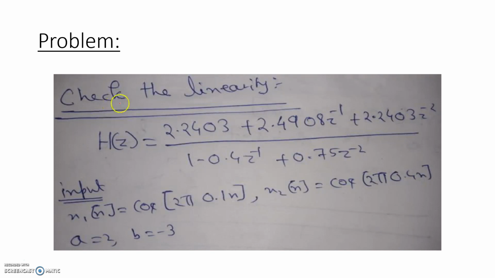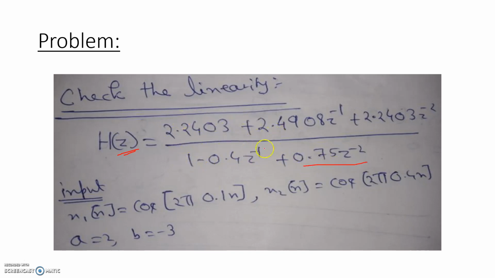So let us try to understand via this problem. The question is, check the linearity where h of z, that means one system whose transfer function is given in the z domain, h of z equals 2.2403 plus 2.4908 z to the power minus 1 plus 2.2403 z to the power minus 2, divided by 1 minus 0.04 z to the power minus 1 plus 0.75 z to the power minus 2.